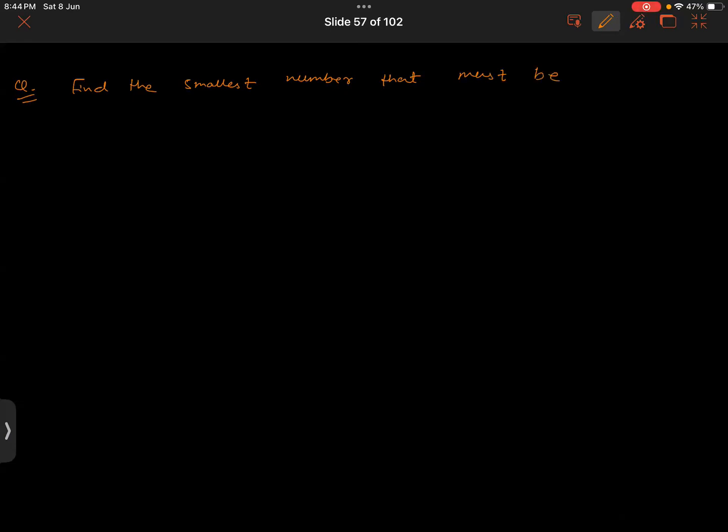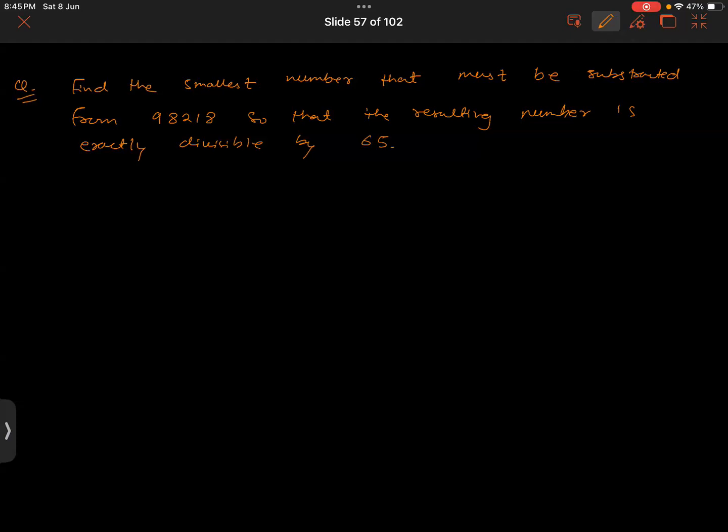Question was: find the smallest number that must be subtracted from the number 98,218 so that the resulting number is exactly divisible by 65. That is the question. Here in the slide, I can't find the question. Maybe it got erased, or sometimes a technical issue happens and things are not saved properly.